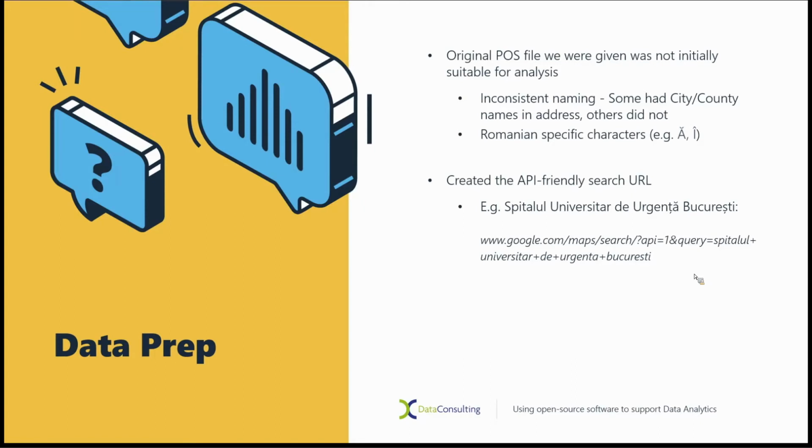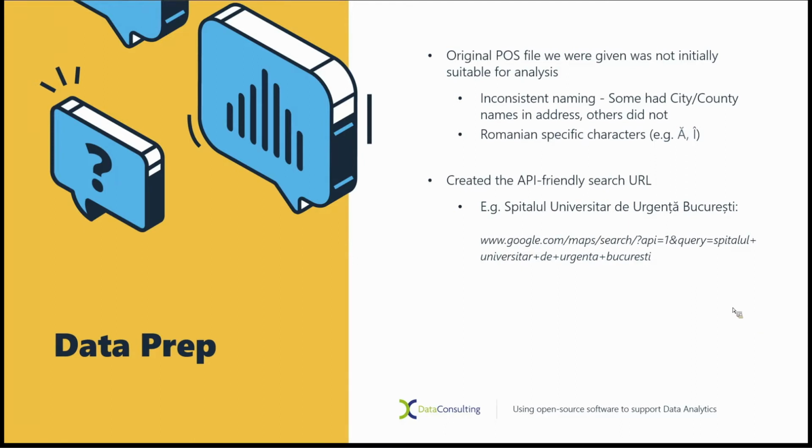As well, we had Romanian specific characters. You can see a couple of examples on the screen here. And that was a little bit of a problem when using the search API. It didn't take too kindly to them. So again, we can just import a module which will decode these into a standard English format with just 1 or 2 lines of code and output the API search string that we need.